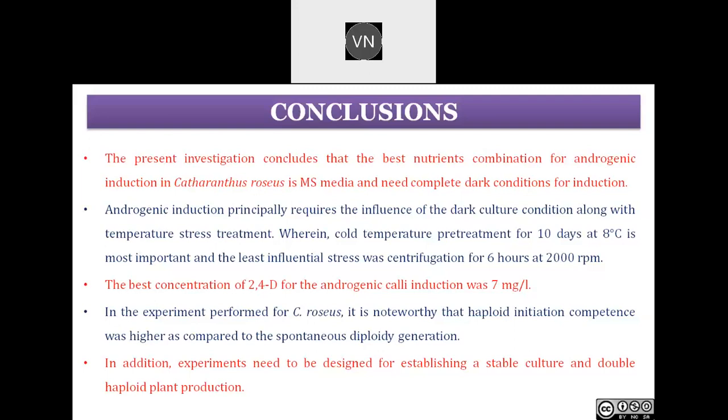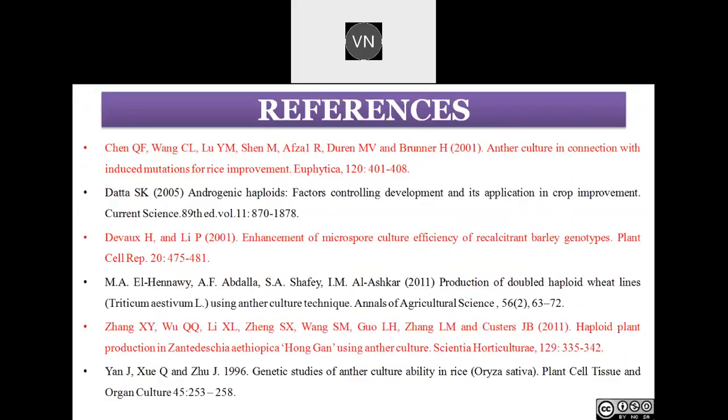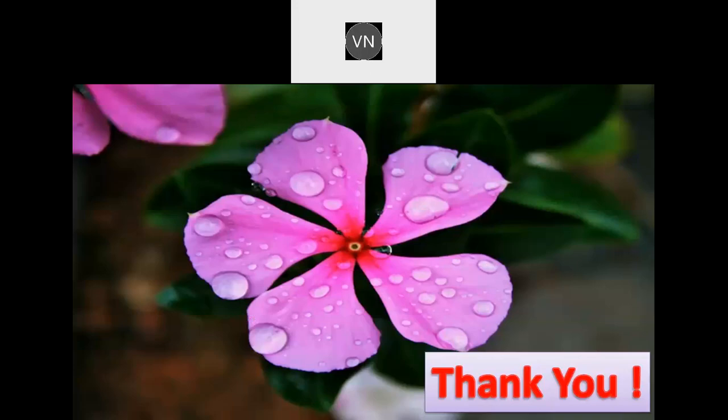And with respect to the protocols which I performed in this presentation, I can say that there is a need to establish a stable culture. After these preliminary protocols, I did many experiments and concluded that yes, it is possible to develop, but with respect to this protocol, there is a requirement for establishment of a stable culture, and we need to do some more experiments. Next, please.